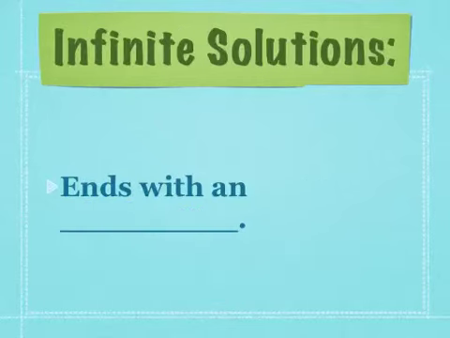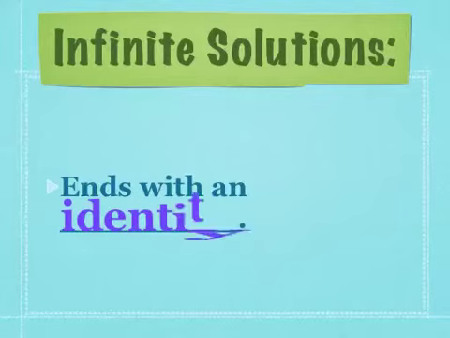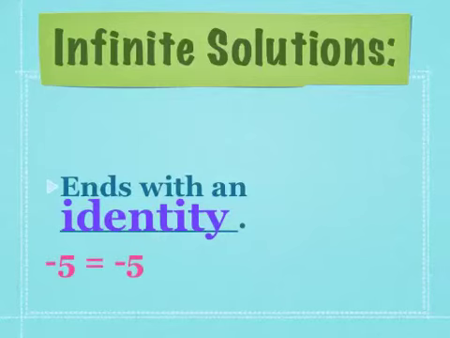And infinite solutions is our third possible answer. Infinite solutions is going to end with an identity. An identity is a true statement, like negative 5 equals negative 5, 2 equals 2, or even x equals x. An identity is setting something equal to itself. When you have an identity when you're trying to solve an equation, your answer is going to be infinite solutions.